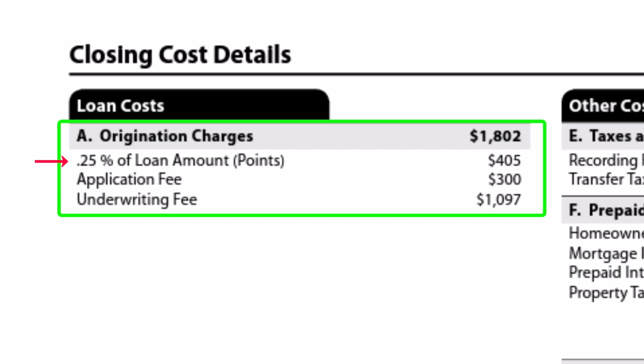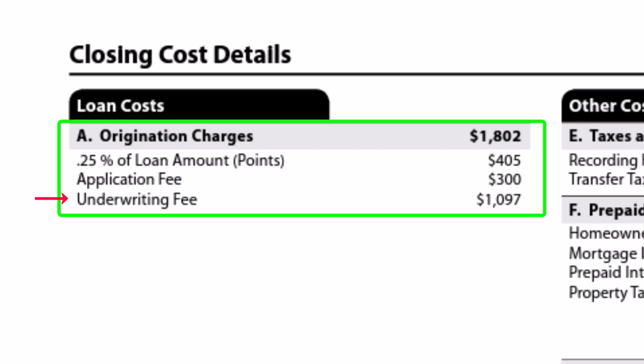Sometimes you will see a negative figure here termed a lender credit, and this credit pertains to what the lender receives to assist in covering closing costs. Second is application fee, and this is a charge related to the processing of your mortgage loan, and this will vary based on the lender. Next is underwriting fee, and this fee covers the cost of verifying the financial information needed for your mortgage.